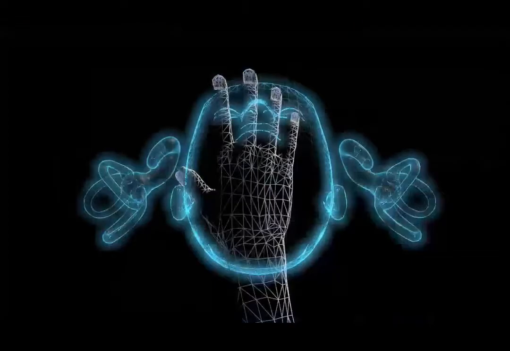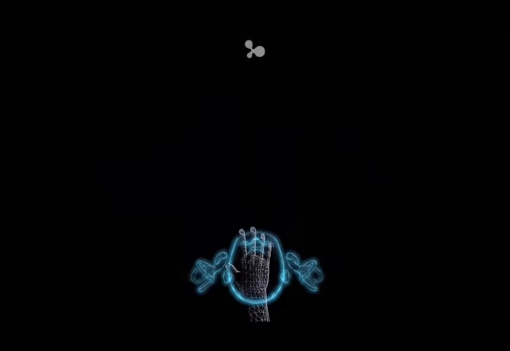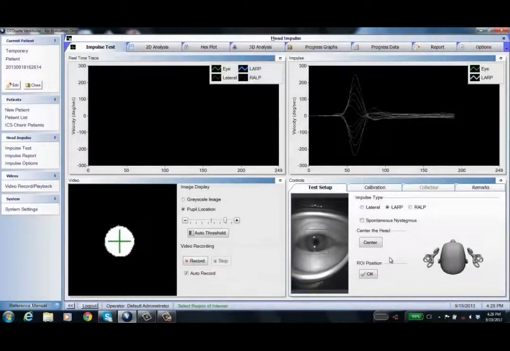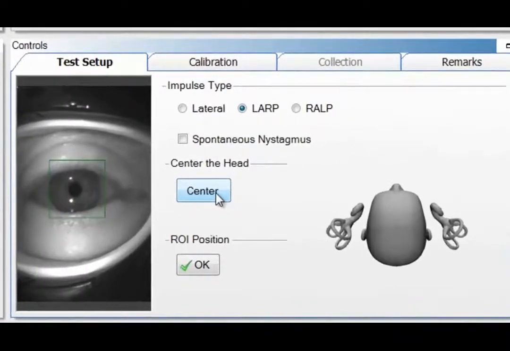You want to make sure that the patient is sitting straight directly in front of the fixation dot, and make sure their head is completely aligned with the fixation dot. The center button determines the 0 point or your reference point. So for accurate measurements, the patient's head should be facing straight at the fixation dot and not moving when the center button is clicked.